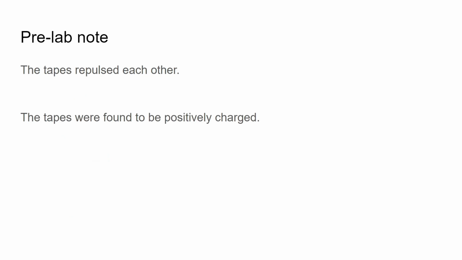Before the lab, some mild experimenting with tapes was conducted. Loose tapes were stuck to a piece of tape on a table and then quickly pulled off. It was predicted that these tapes would repulse each other. This prediction was correct. Because the tape was attracted to both neutral objects and a negatively charged pen, it was also determined that the tape had a positive charge.